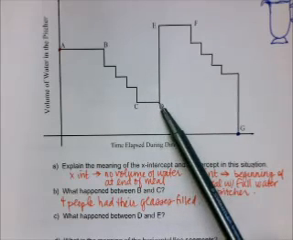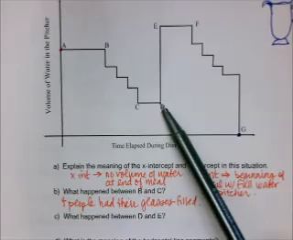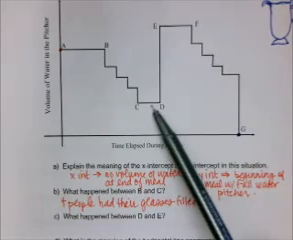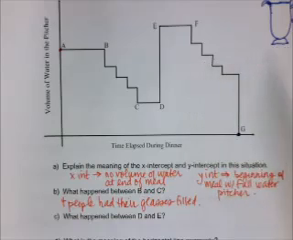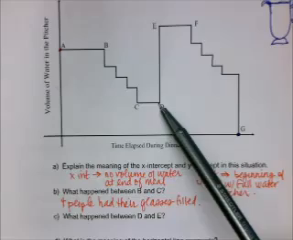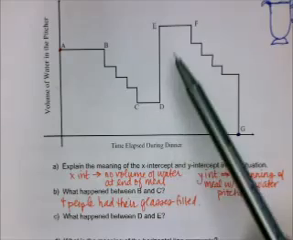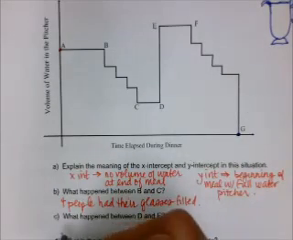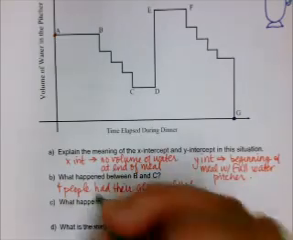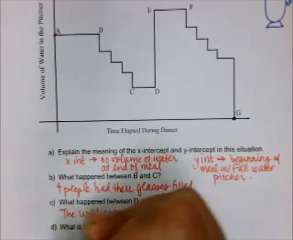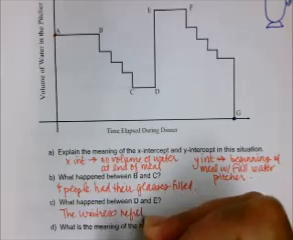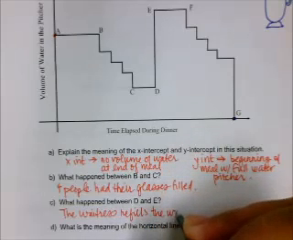Then it says between D and E. Well, the waitress must have come along and refilled the water pitcher. That'd be my guess, because it doesn't say that it's a different water pitcher, so I'm guessing she didn't just go and get them a new one. This is her taking it and refilling it. So the waitress refills the water pitcher.